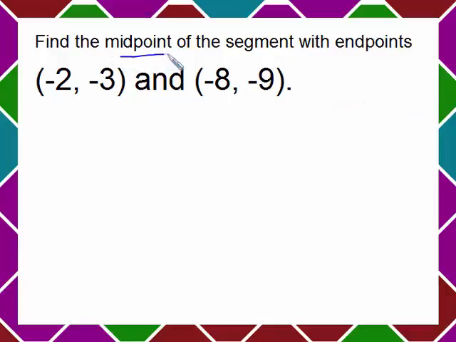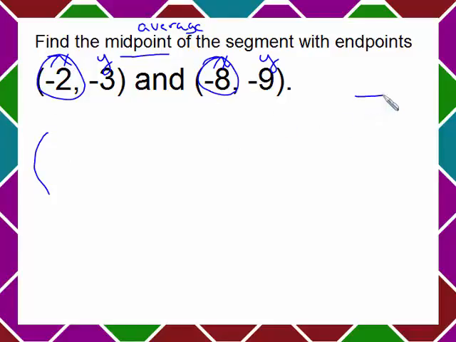Remember, anytime we want the midpoint, we're going to do the average, which means we add and we divide by 2. So if this is my x, and this is my y, and this is my x, and this is my y, remember I'm going to subtract my two x's, but subtracting a negative is the same as adding a positive, and I'll show you what I do.